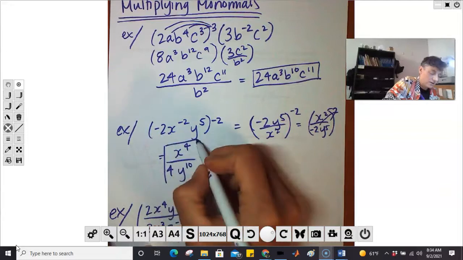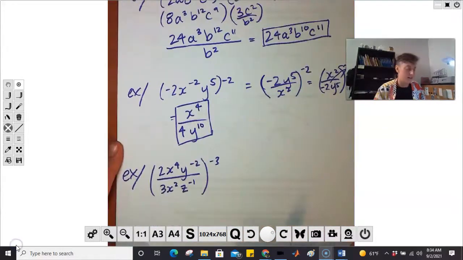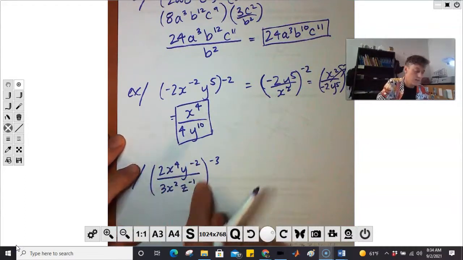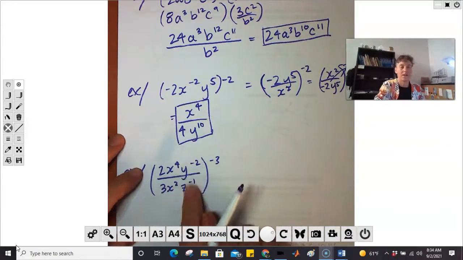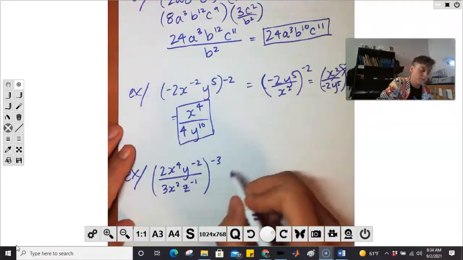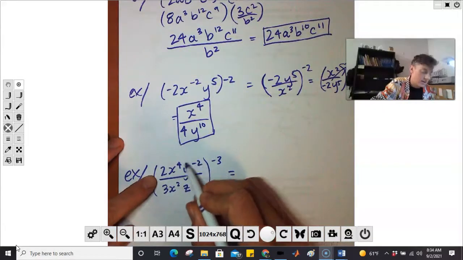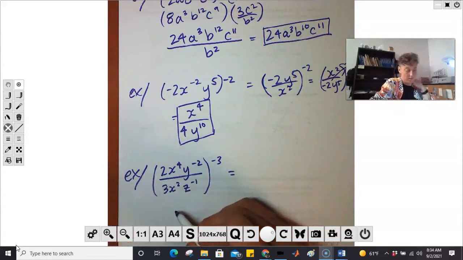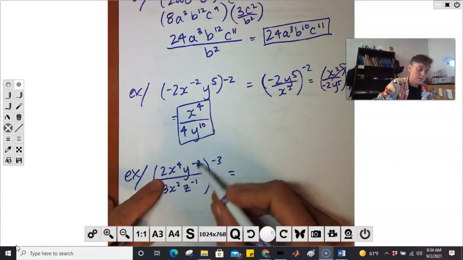Very good. All right, we're going to do one more. Last one, let's make it wild. We've got a fractional term here with a negative exponent, so let's fix the inside first, and then we'll do the reciprocal, and then distribute. So anything that is a negative exponent needs to go to the opposite side of the fraction here. So these guys are going to switch.